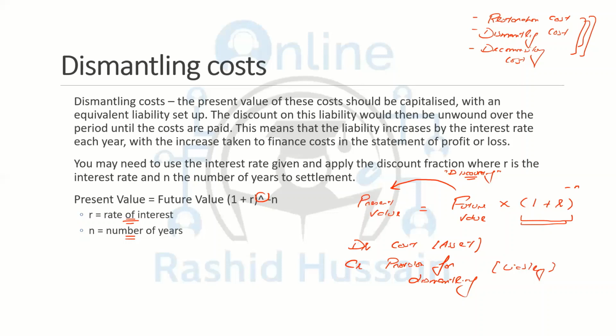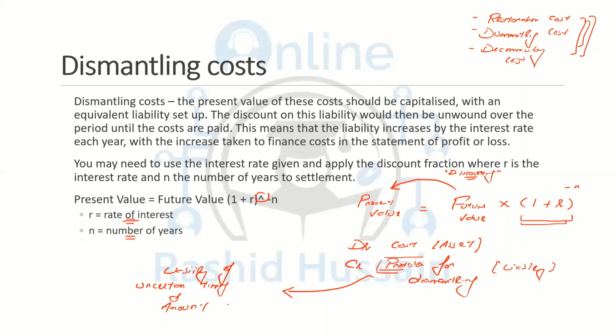After 5 years, you're going to dismantle it, so it's your obligation, and in accounting terms we call an obligation a liability. Now, why am I not writing it as a liability directly, and calling it a provision for dismantling? Provision is defined as a liability of uncertain timing and amount.